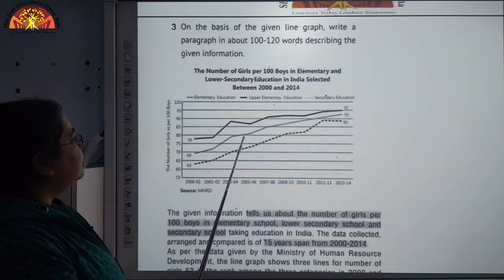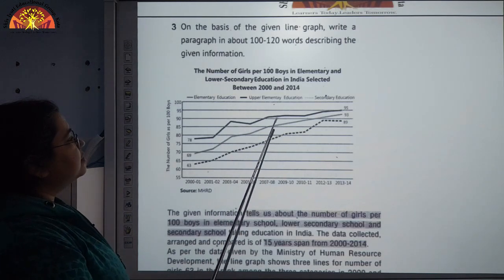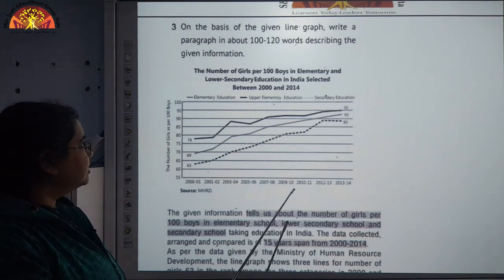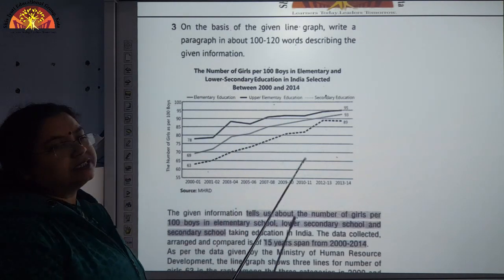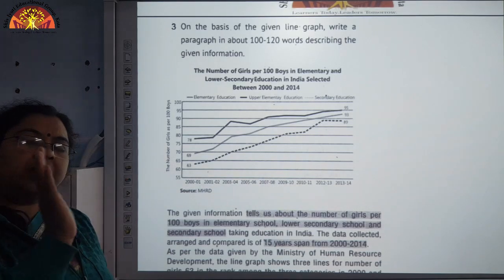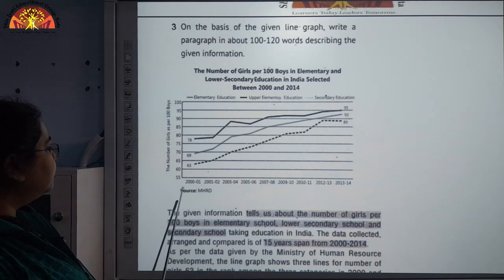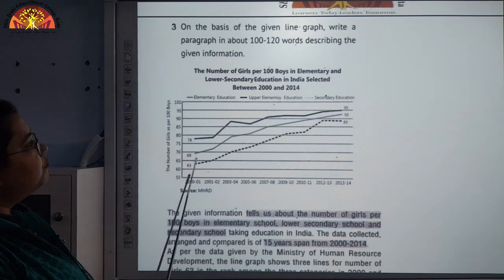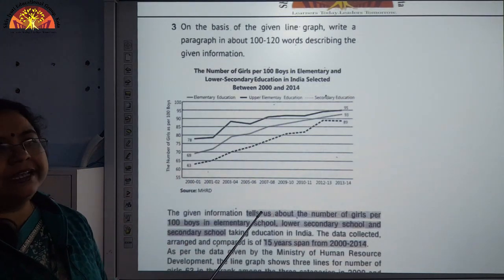One line, the dull line in between, is for elementary education. The upper elementary education is this bold line, and the dotted line is about secondary education. Okay. So, what it is talking about is the number of girls per 100 boys. Out of 100 boys, how many girls are there? See here, in year 2000 to 2001, there were 63 girls per 100 boys in secondary education. So, this is how you have to analyze the line chart.